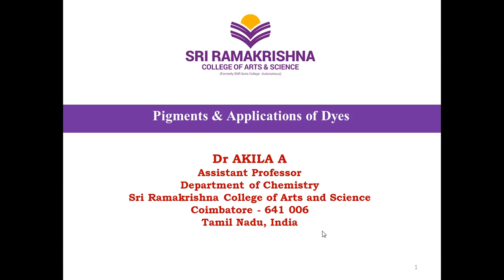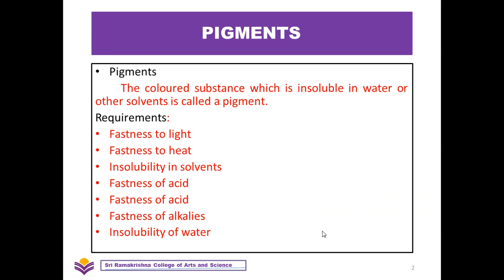Welcome all. Now we are going to see some topics in dye chemistry. One is pigments, the fluorescent brightening agent, and the applications of dyes. So first we are going to see about pigments. Pigments are colored substances which are insoluble in water and other solvents.